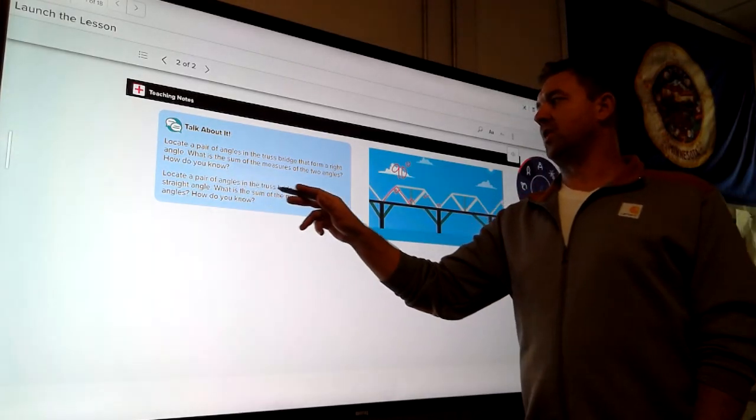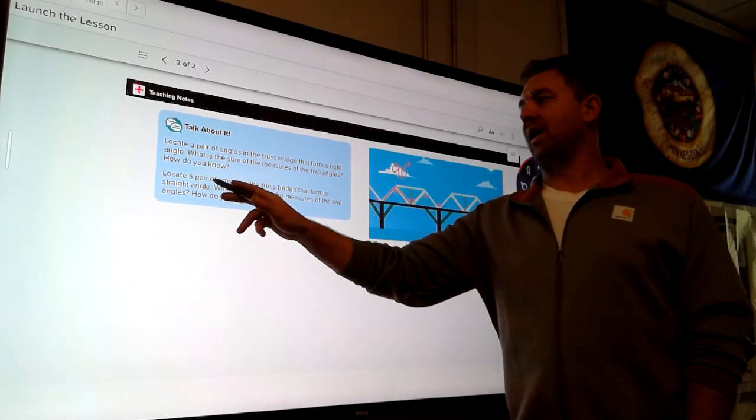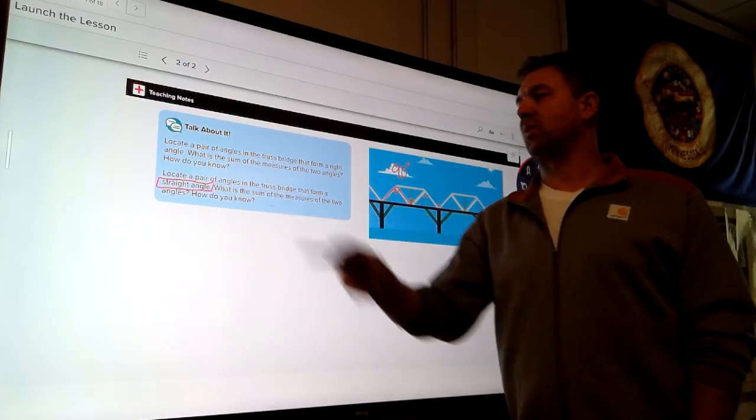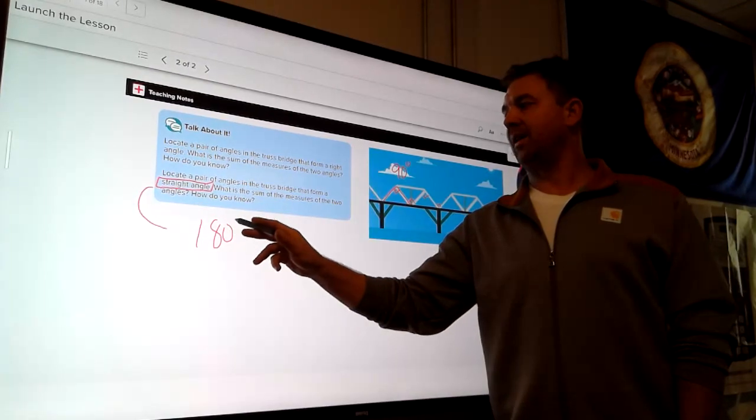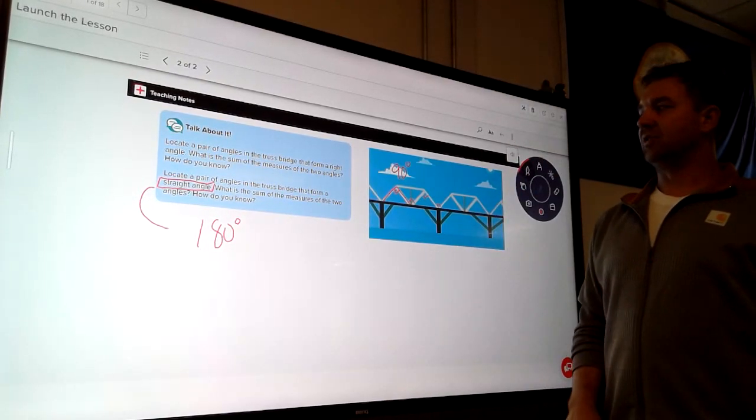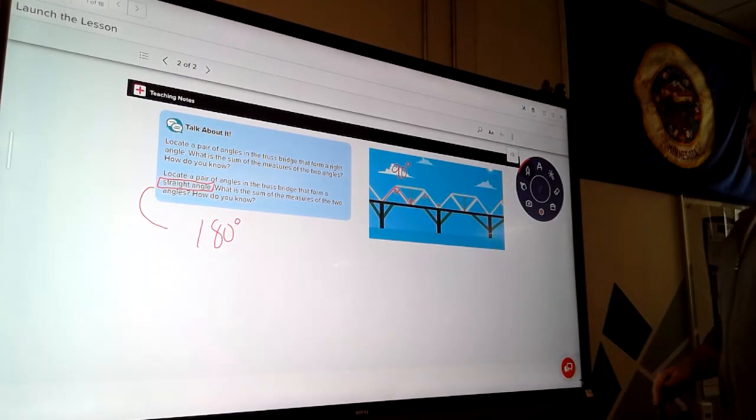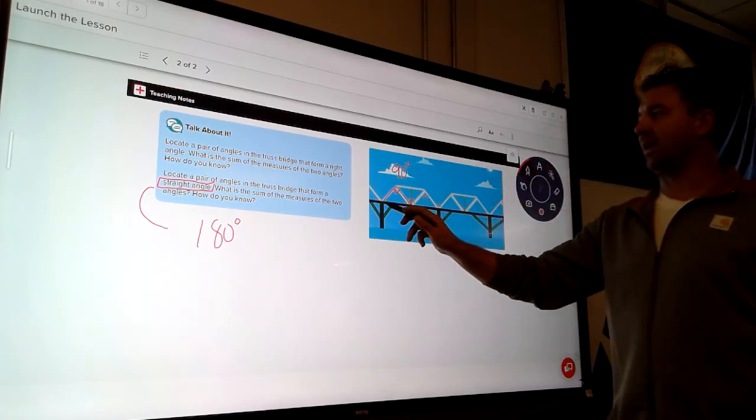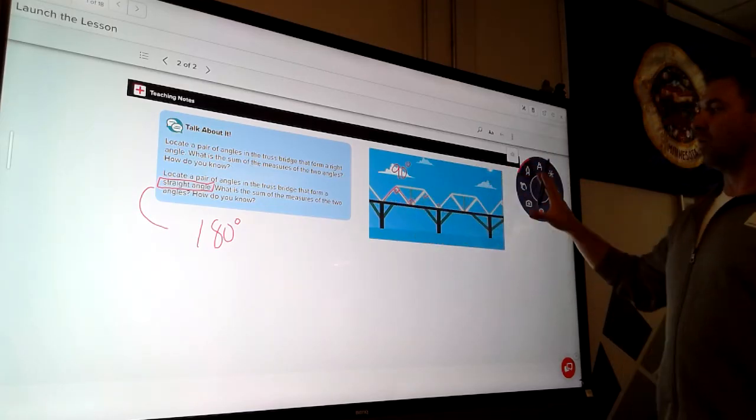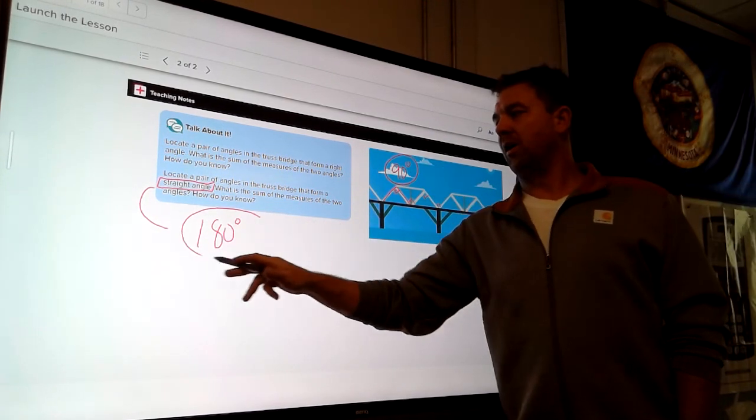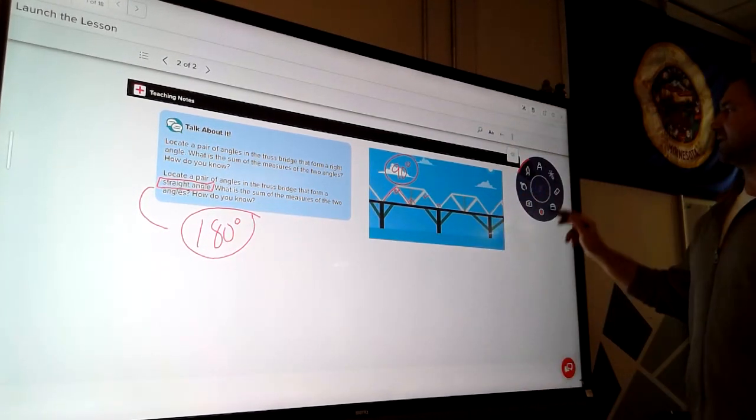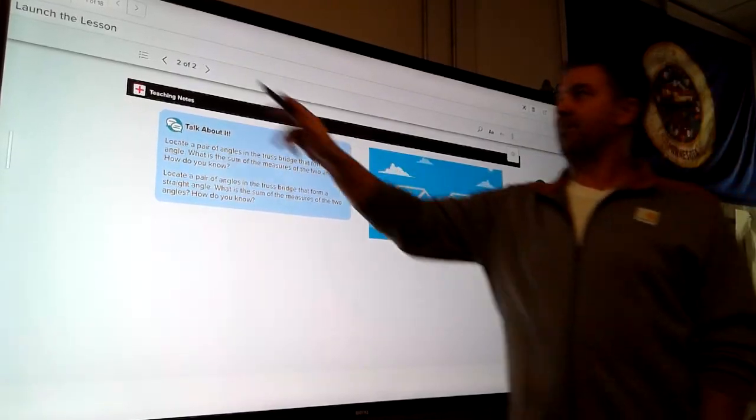Locate a pair of angles in the truss bridge that form a straight angle. Now, a straight angle is 180 degrees. So that would be where you end up making 90 degrees or we end up making 180 degrees. What we're going to be looking at today is all about 90 degrees or 180 degrees. So let's look at some and see if we can find a problem with that.